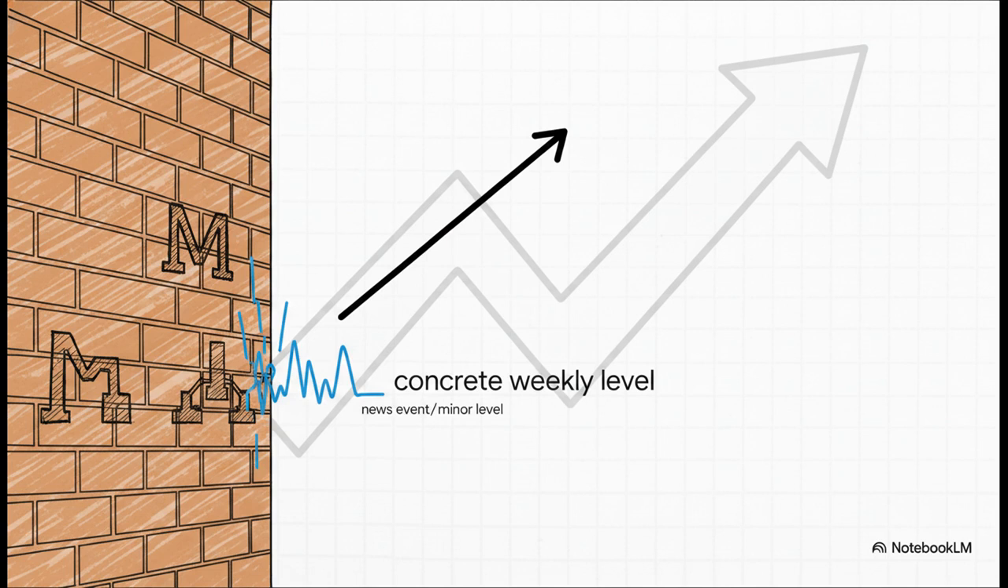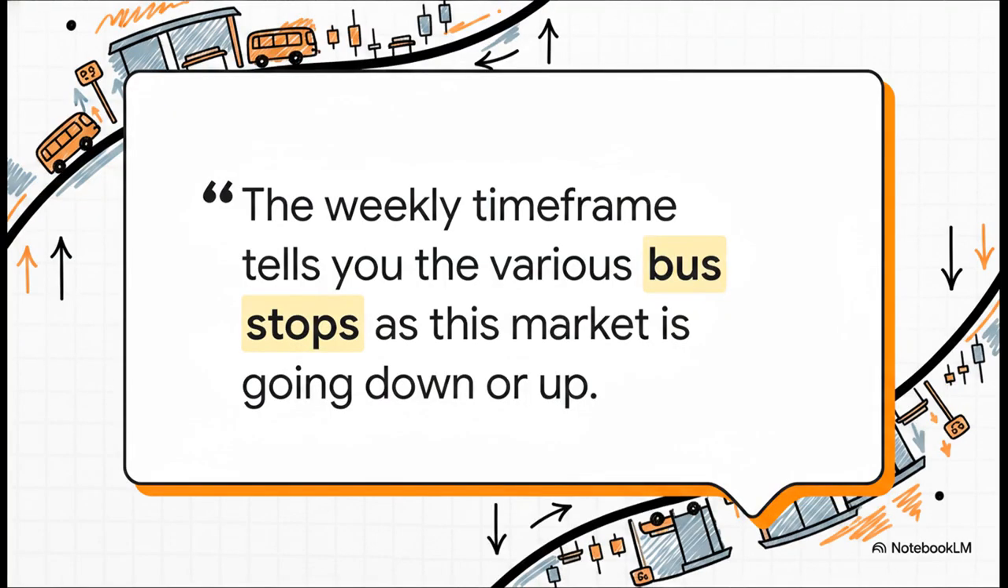And why do we do this specifically on the weekly chart? Simple, strength. Levels that take weeks to form hold way more weight than some minor level that popped up between Monday and Wednesday. If a big news event hits, a 15-minute level is going to get blown to pieces, but a weekly level, that's concrete. Think of it kind of like this. The weekly time frame tells you the various bus stops as the market travels up or down.